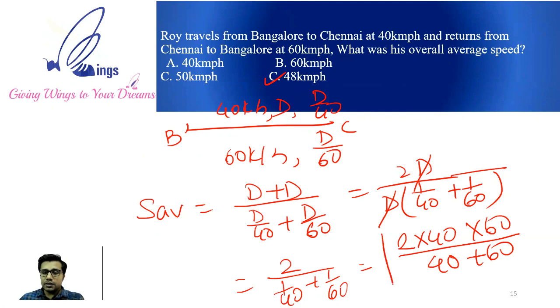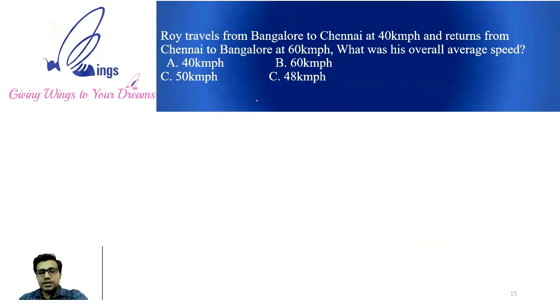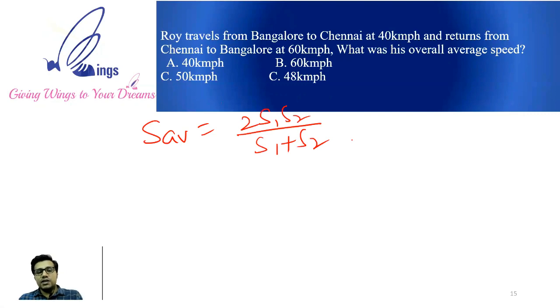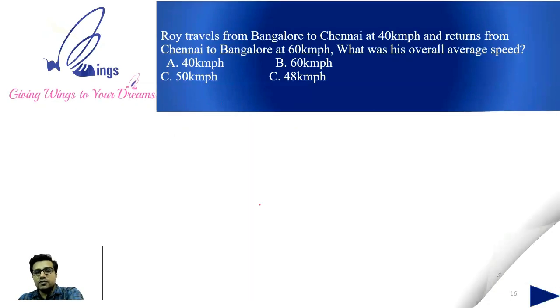But looking at this, you can derive the formula. For two journeys, if the distance is equal, average speed is equal to 2 s1 s2 divided by s1 plus s2. This becomes the average speed shortcut. Let's go to the next one.